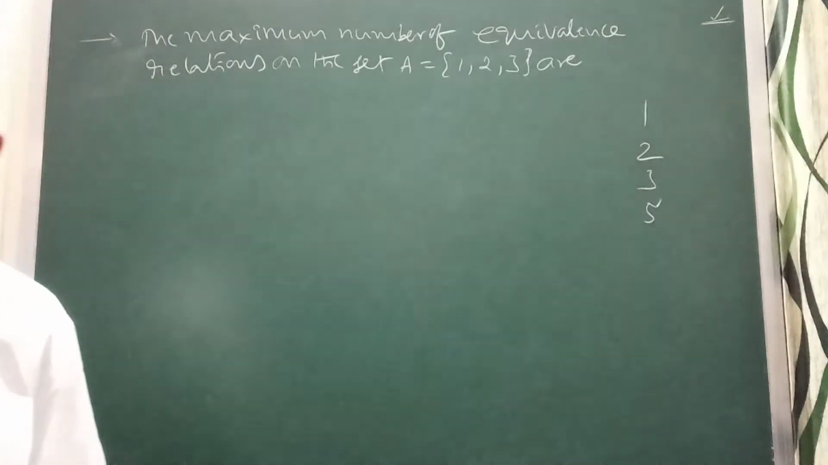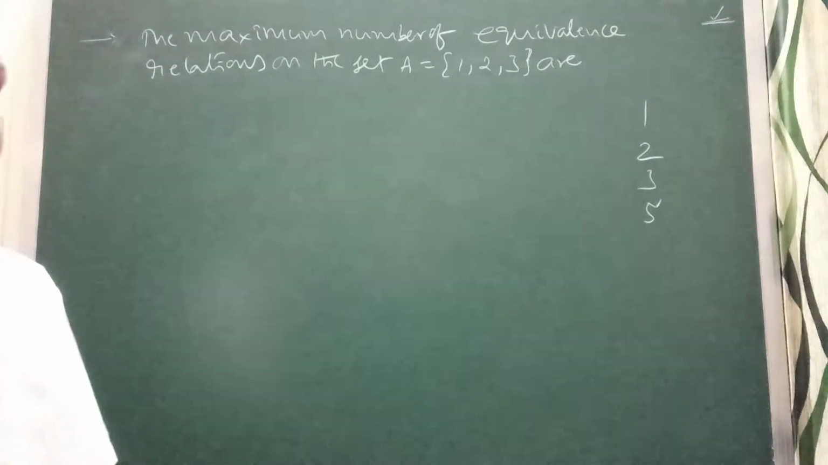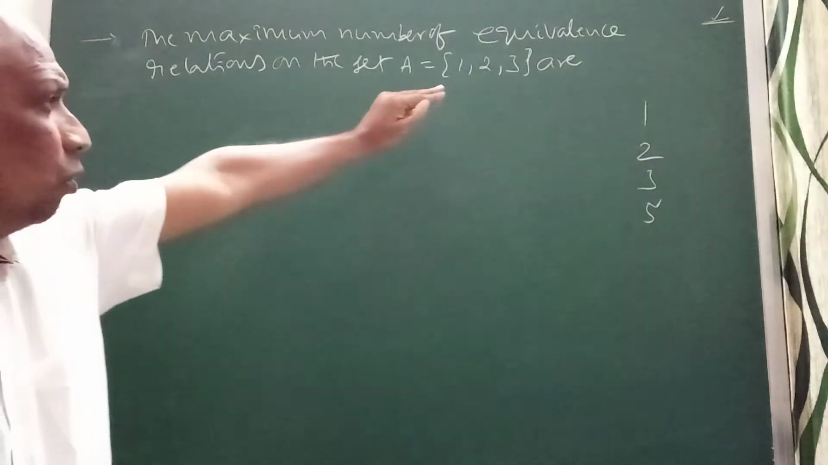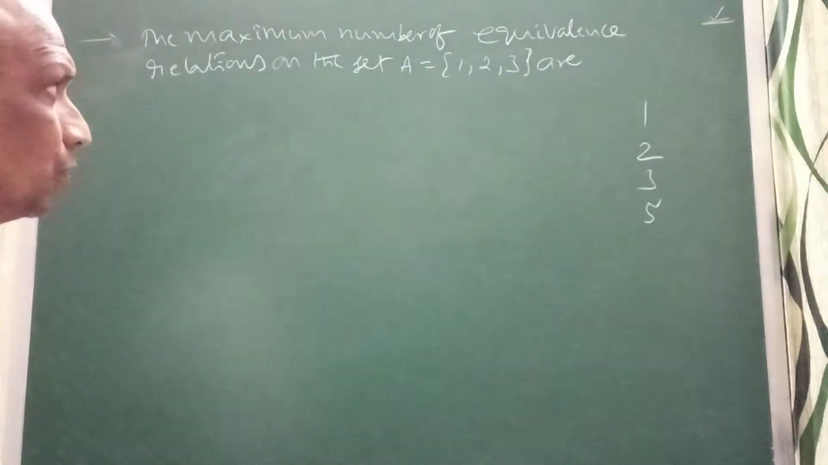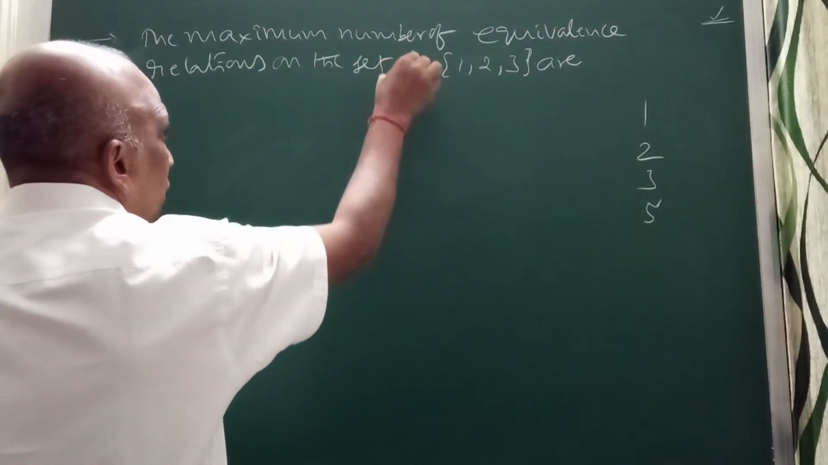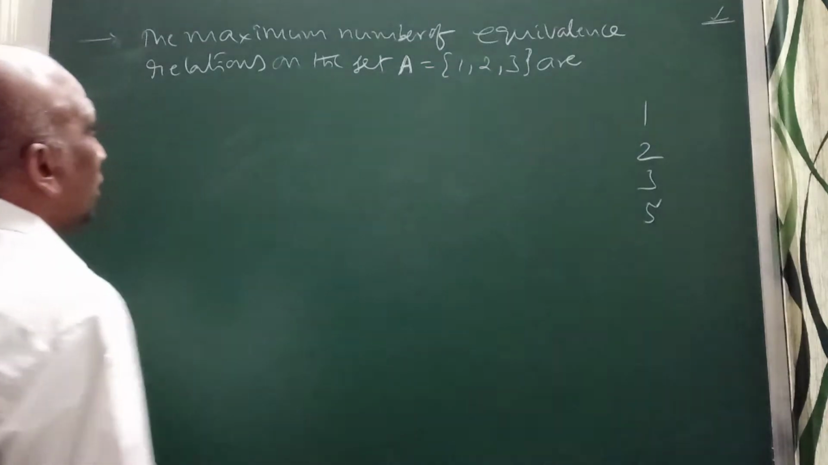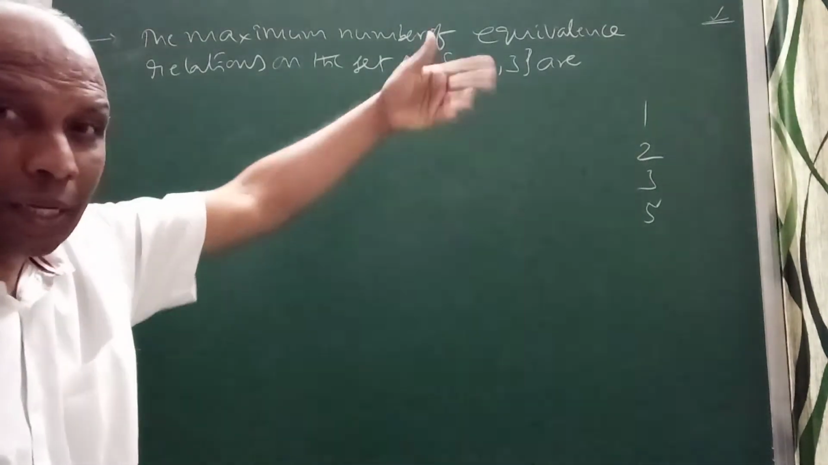Now see here, when they are talking about the maximum number of equivalence relations, so what is the set? A equals the set {1, 2, 3}. Now what do you observe here? When I have taken A equal to {1, 2, 3}, suppose the relation is on A cross A, right? The relation R should be on A cross A.